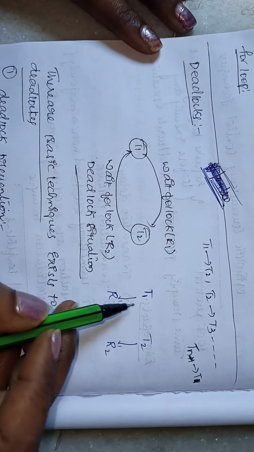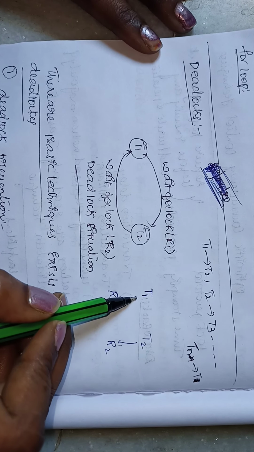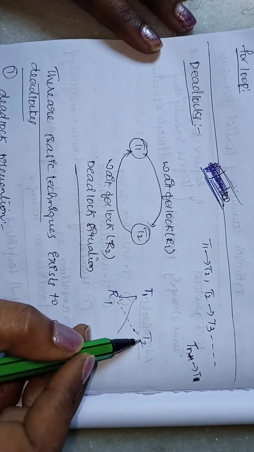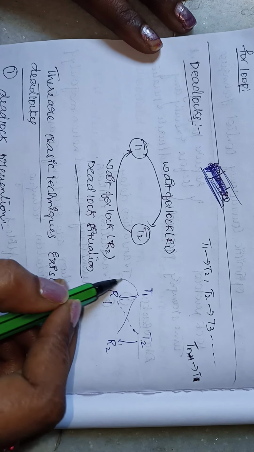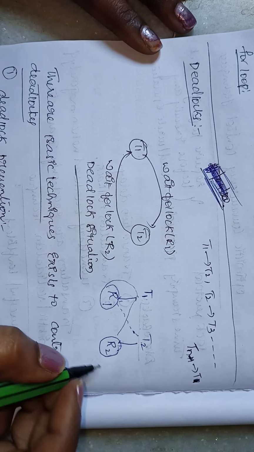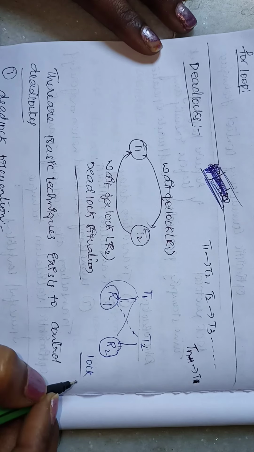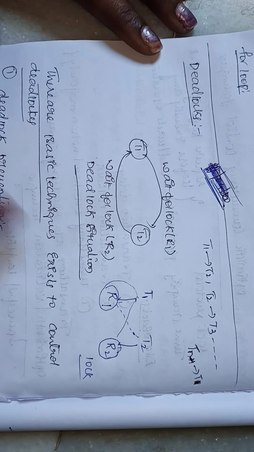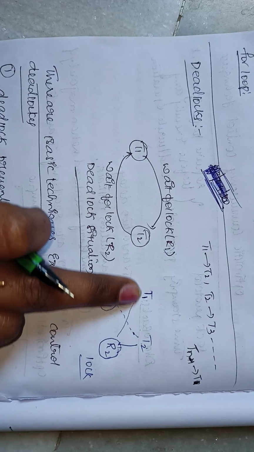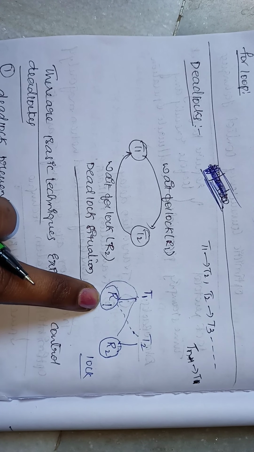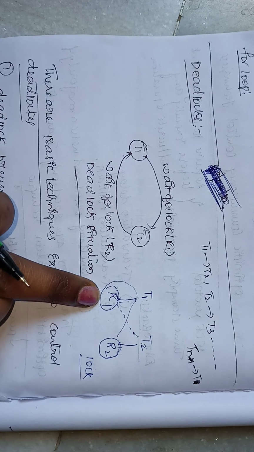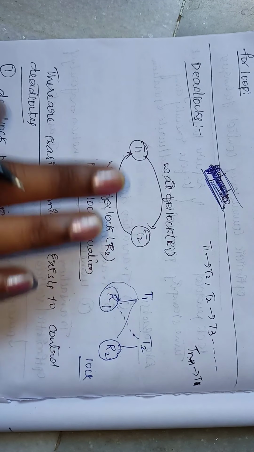But after some time, T1 needs R2, and T2 needs R1, but R1 is already held by T1 and R2 is already held by T2. Yesterday we discussed locking protocols. When a particular transaction is holding a resource, no other transaction can take it until it unlocks. But here these two transactions are not unlocking.